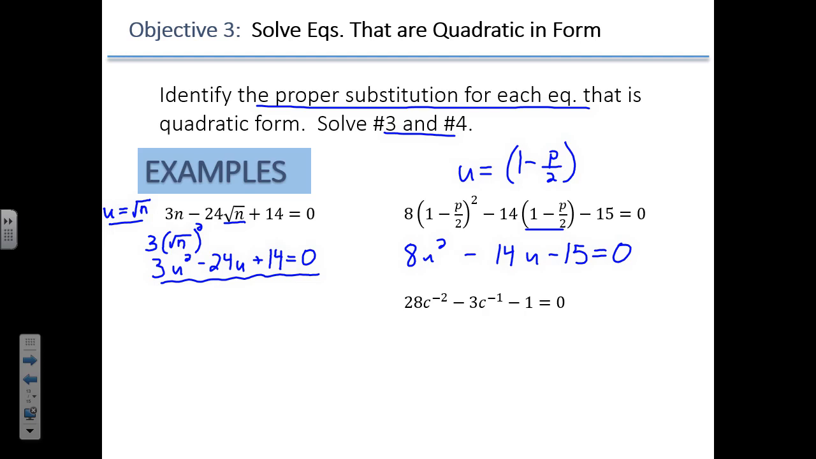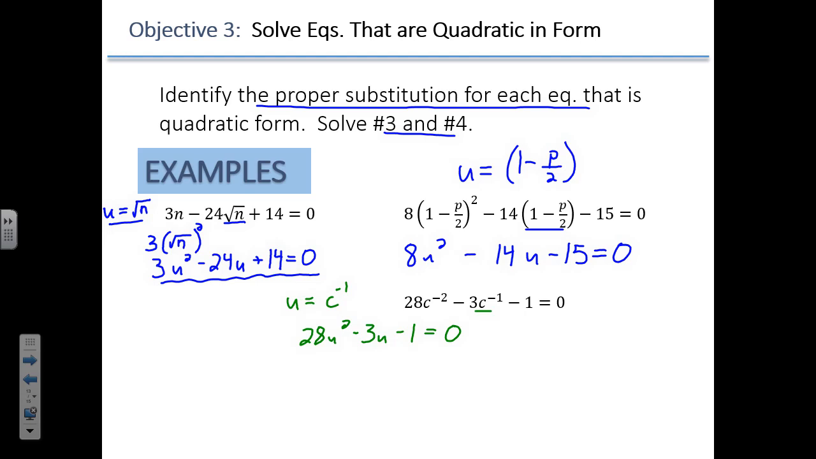And let's move on to the one in the bottom right. What should our substitution be? Well, again, your middle term tips you off. We're going to let u be equal to c to the negative 1. That means this equation becomes 28u squared minus 3u minus 1 equals 0.